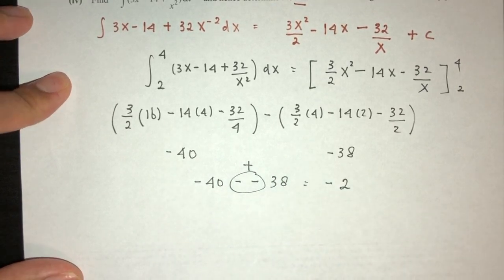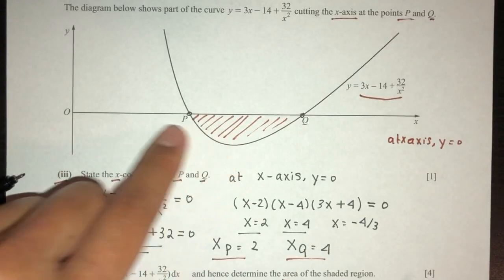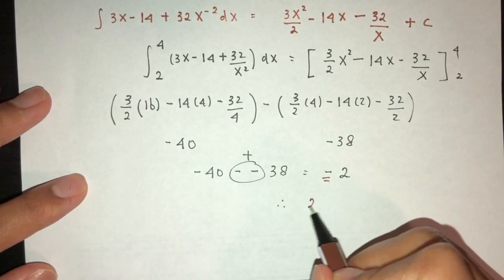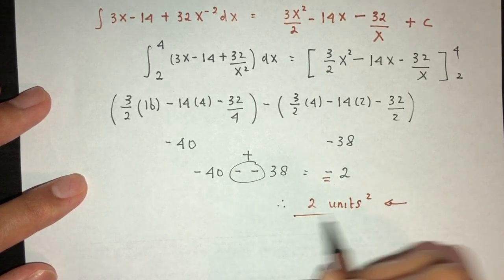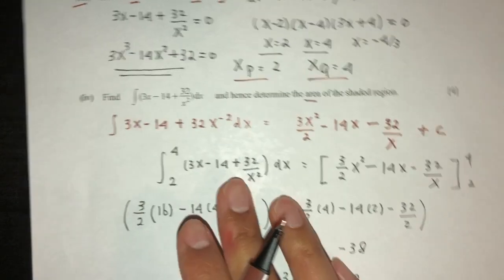The reason why you have minus here is because the area is below this line. But area doesn't really have direction. So area will be 2 units square. That is the area of your shaded region. And I think that was the last question. Yep, that is the last question of this paper.